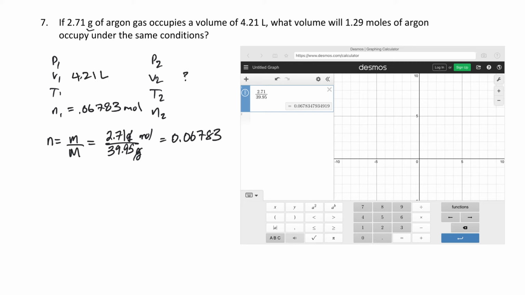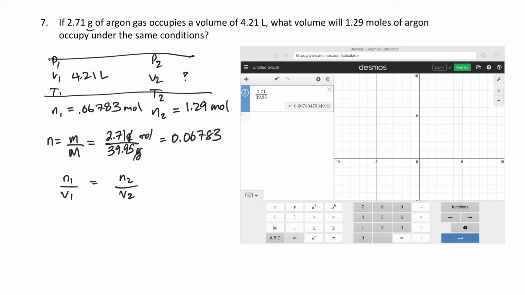What volume will, if I change my number of moles to 1.29 moles, what volume will that occupy under the same conditions? So pressure and temperature both a wash. So it's volumes and moles. So, more vampires. That's the one, right? So it's Avogadro's law. So Avogadro's law is N1 over V1 equals N2 over V2. I'm looking for V2. Whoops. I said V2 and circled the other one. So V2 is equal to N2 V1 over N1.